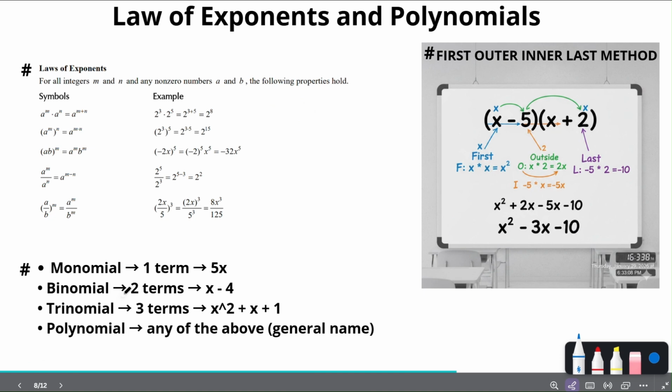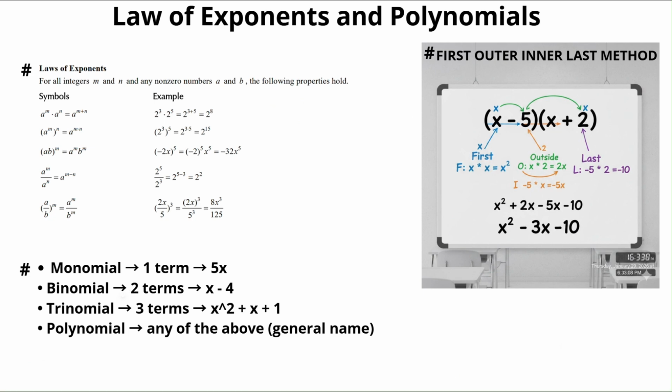We have laws of exponents and polynomials. So laws of exponents means basically solving the numbers by multiplying them with their power, with their exponents. Exponents means, for all integers m and n and any non-zero numbers a and b, the following properties hold. So exponents means basically the numbers in the power of any number.